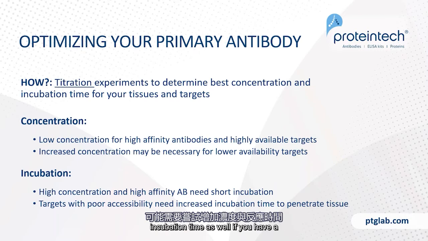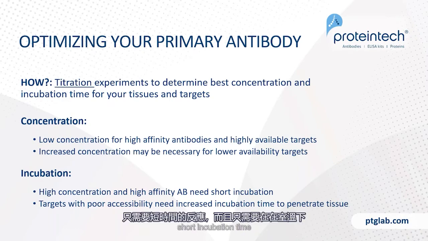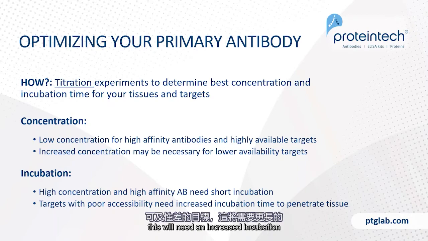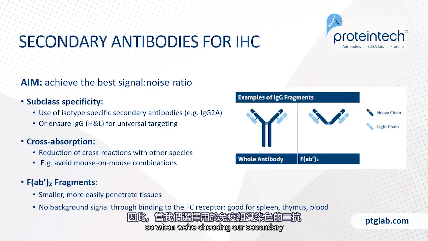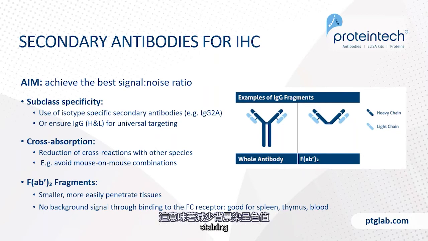Incubation time as well. If you have a high affinity antibody with high abundance, then you will only need a short incubation time, often at room temperature. If you have a target which has poor accessibility, this will need an increased incubation time, and this will help it to penetrate the tissue. So when we're choosing our secondary antibodies for immunohistochemistry, we really want to ensure that we will get the best signal-to-noise ratio, and this means that we reduce background staining.